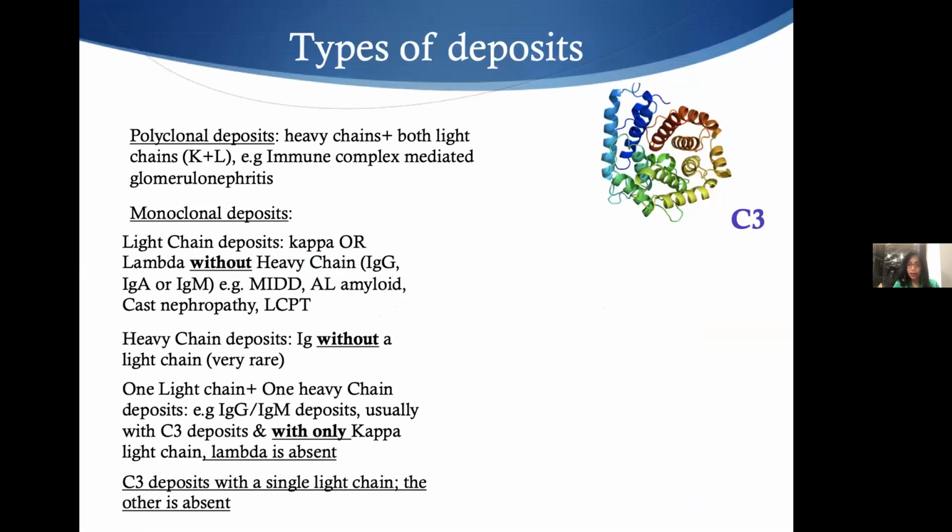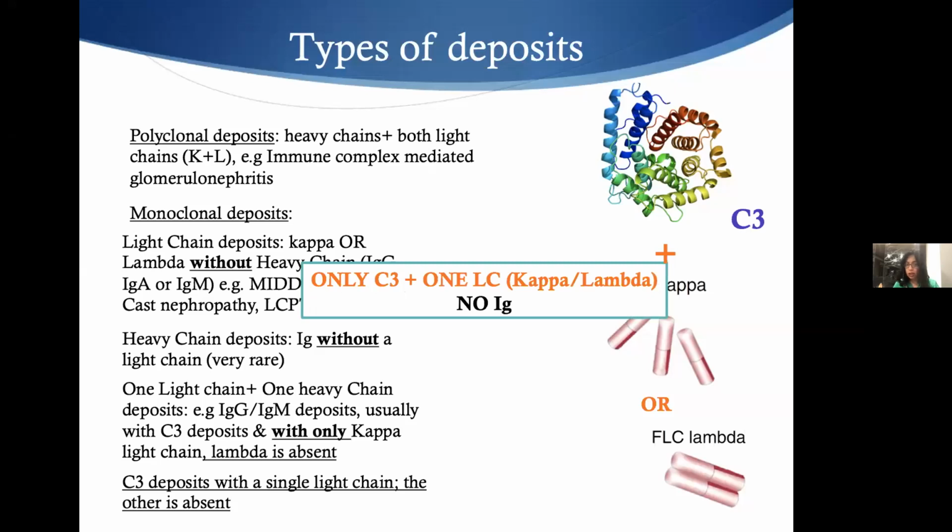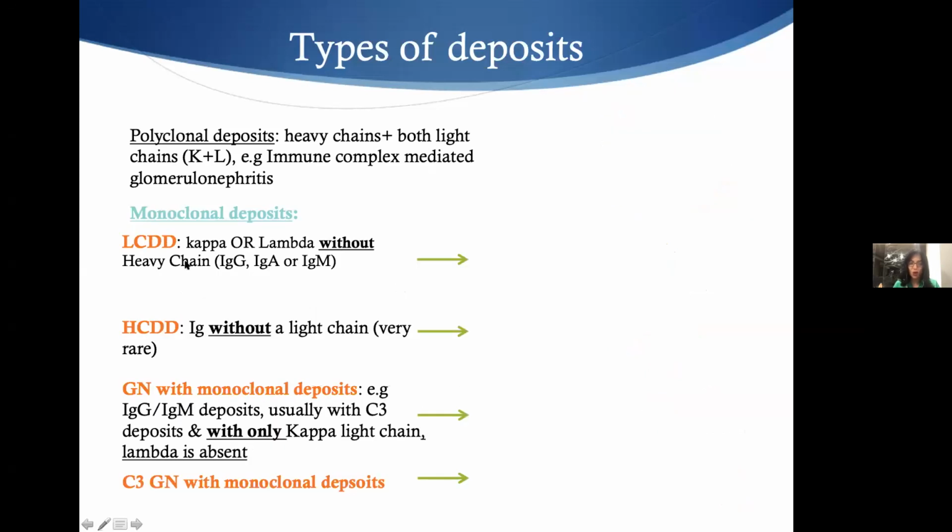The fourth scenario is that I don't have any heavy chains at all. I only have C3 deposits plus one light chain, either kappa or lambda. C3, no IGs, one light chain, kappa or lambda. So in this case, we have C3 deposits with a single light chain, the other is absent. What we call light chain deposition disease is kappa or lambda without heavy chain.